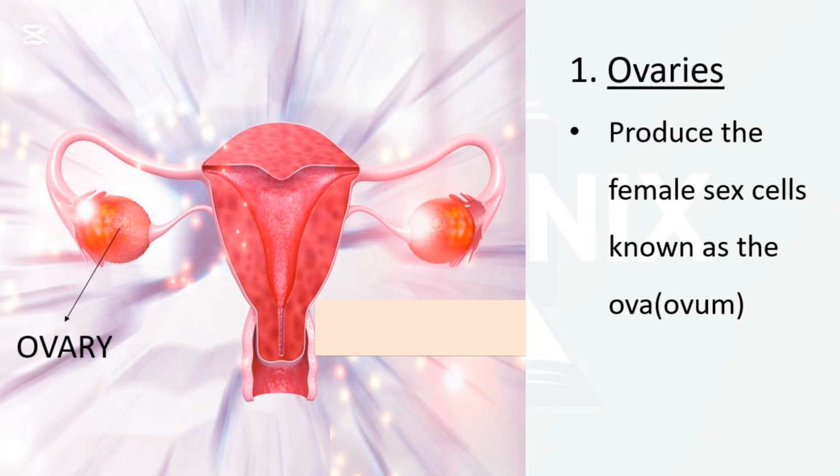Ovary, this one, it produces the female sex cells known as the ova. So the ovary, it is egg-like in structure. So its function, it is to produce the eggs. These eggs are the female sex cells. They are known as the ova in plural. In singular, it is known as the ovum. Ova in plural and the ovum in singular.